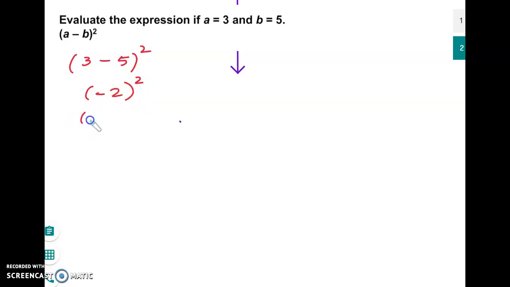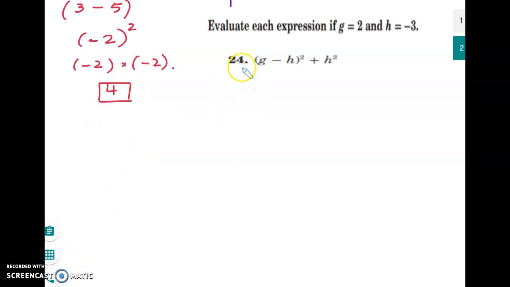That means negative 2 times negative 2. Negative times negative is positive. 2 times 2, we get 4. So the answer, when you evaluate, a is 3 and b is 5, and we evaluate a minus b all squared, is going to give you 4. If you need help, please go back and review those questions again, and then we're going to do one more question before we end this video.